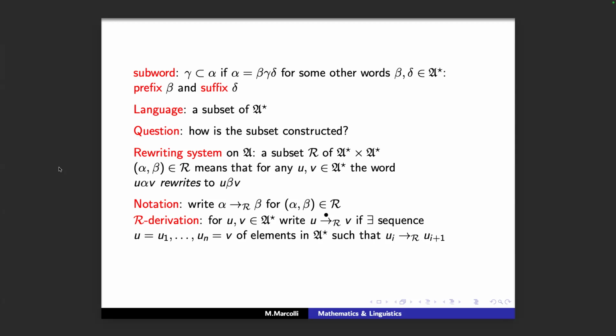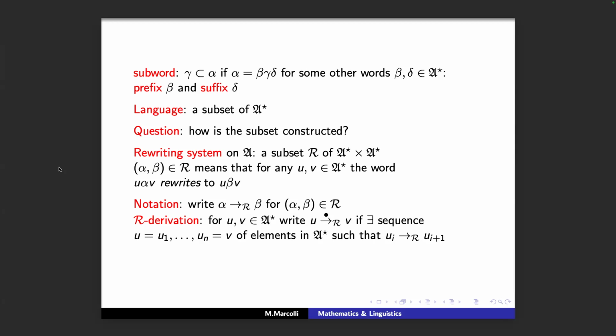And if you have an element in this relation, it means that this string can be rewritten, replaced by the other one. And so, if you encounter that string in the middle as a subword of some text, you can replace it with the other one and keep the rest of the text the same. And so one writes this notation for one of these operations.